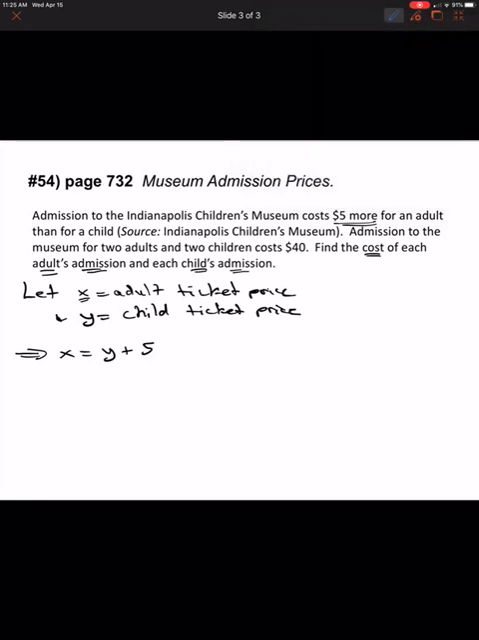Now, how about the second sentence? We can get another equation. Admission to the museum for two adults and two children costs $40. So there's the equation. One adult's ticket is X dollars, so if we're going to buy two of those, 2 times X, and we're going to buy two child's tickets, and they're Y dollars a piece, so 2Y, going to total 40. So here, again, you've got your system, right?